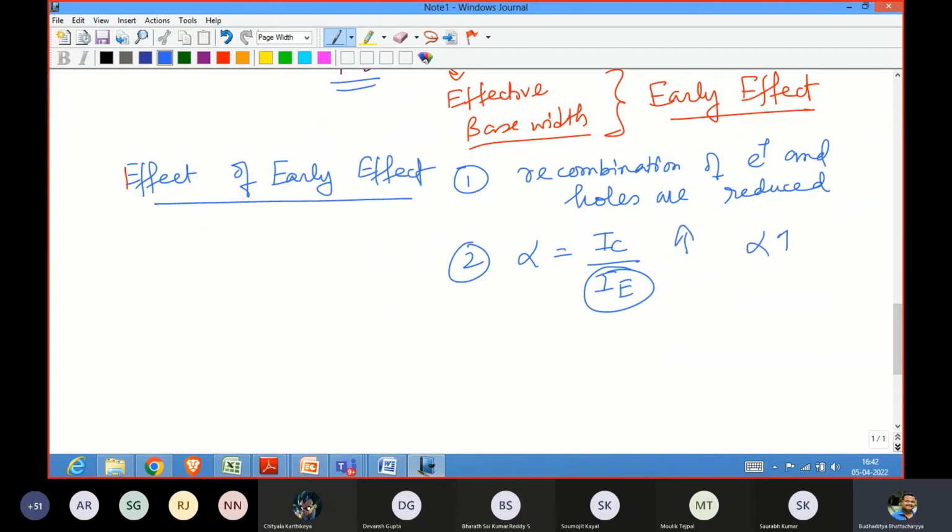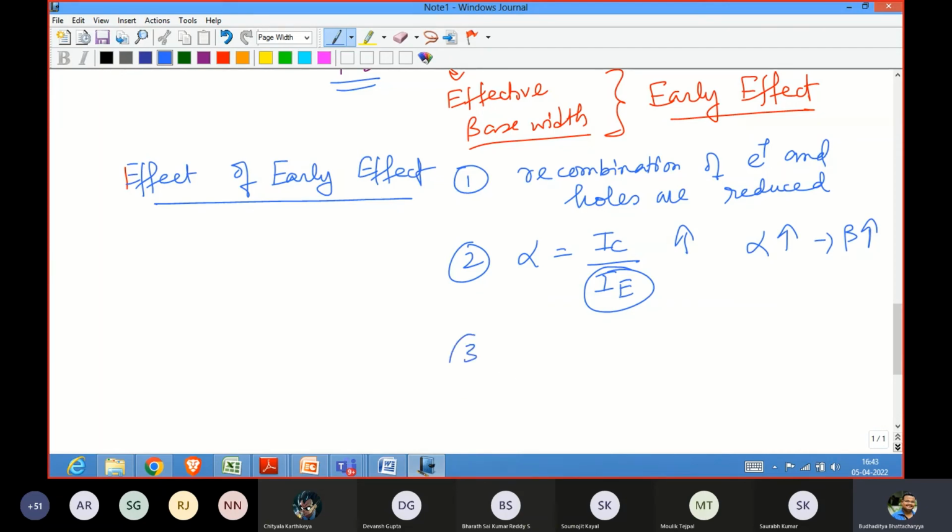Now, if alpha increases, definitely the beta will also increase. Although beta is a parameter for the CE configuration, you are increasing beta as well. And as I said, beta is a very important factor with respect to amplification. So it's like cascading, one is making an effect on another. All right, so this is another second effect.